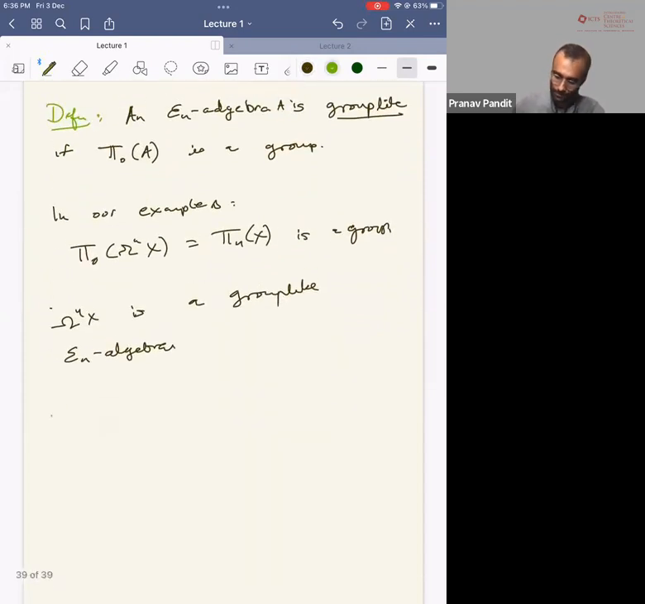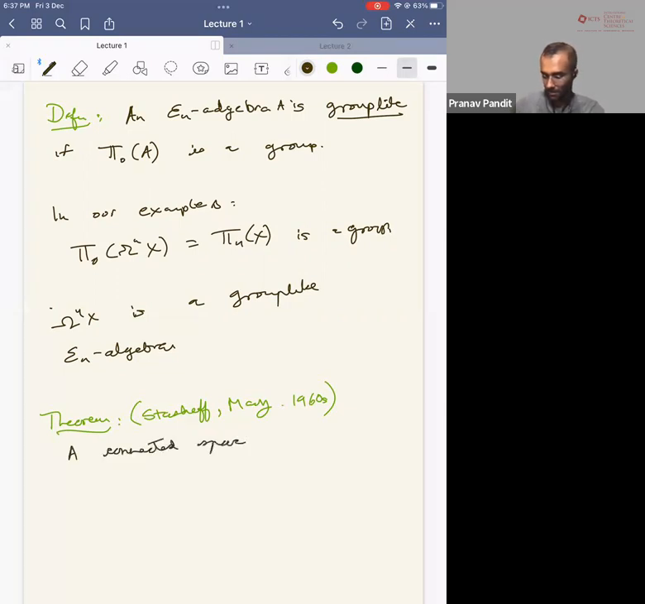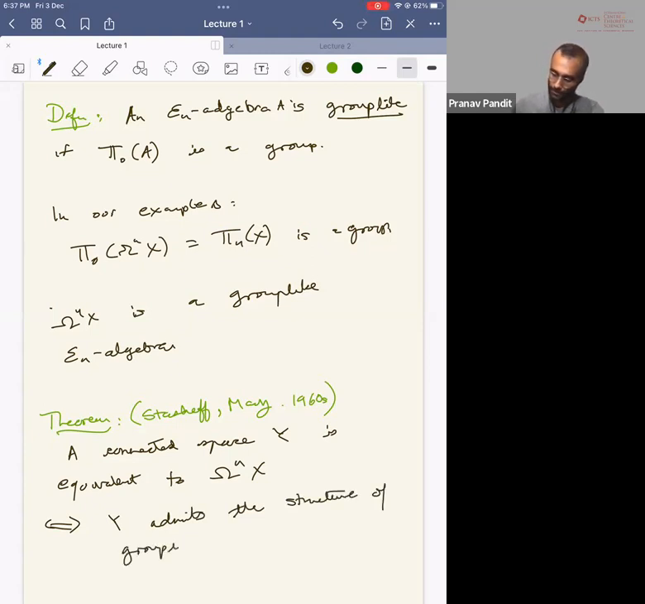And here's the theorem. Due to Stasheff and me, Stasheff in the E1 case and me in general. And this is from the 1960s, I think. The theorem is that a connected space Y is equivalent to loops n of x if and only if Y admits the structure of a group-like EN algebra.